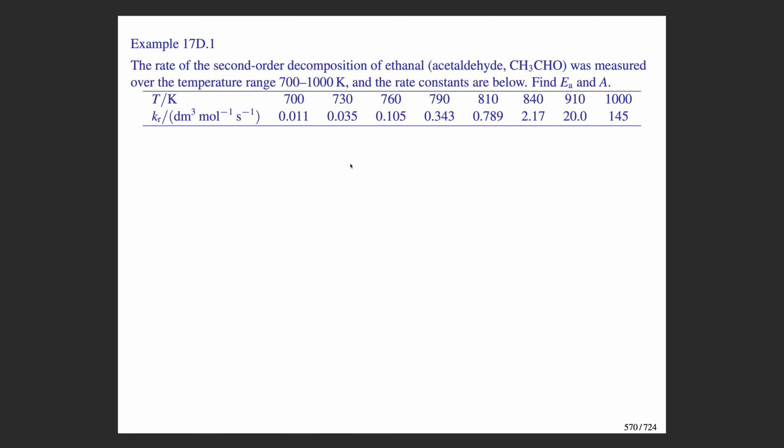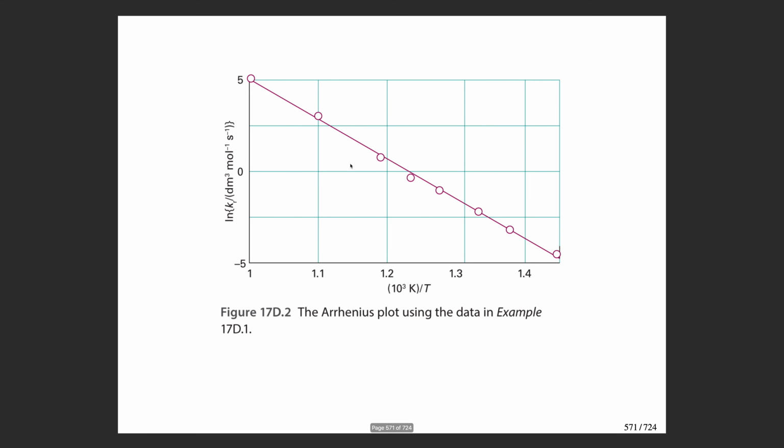This problem is meant to illustrate how the linear form of the Arrhenius equation works. So you have a particular reaction. You're given values of the rate constant at different temperatures. What you need to do is to plot the natural log of the rate constant with respect to 1 over the temperature. Okay? It's going to give you a downward sloping line.